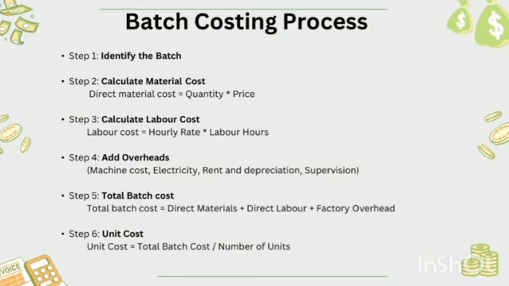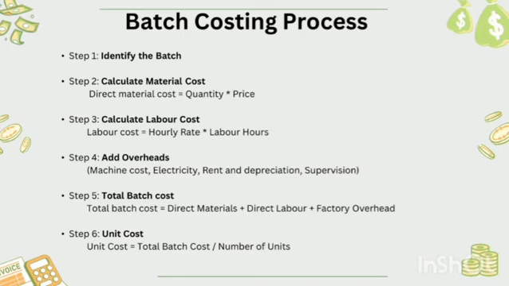Second step, calculate the material cost. Next, the materials needed for the batch are identified. A material requisition is prepared, listing quantities, material type, and prices. All direct material costs that go into the batch are added together.